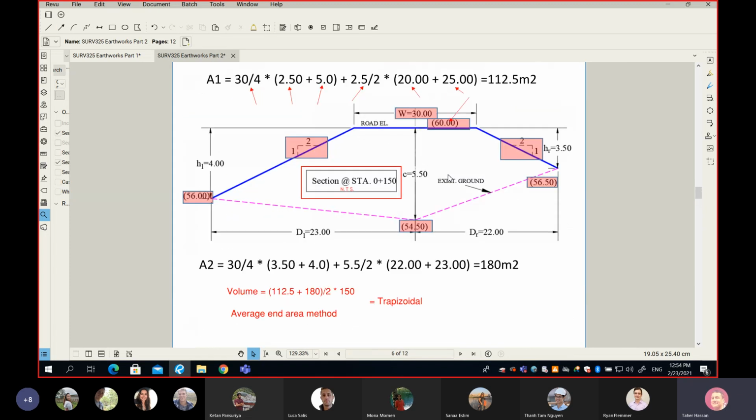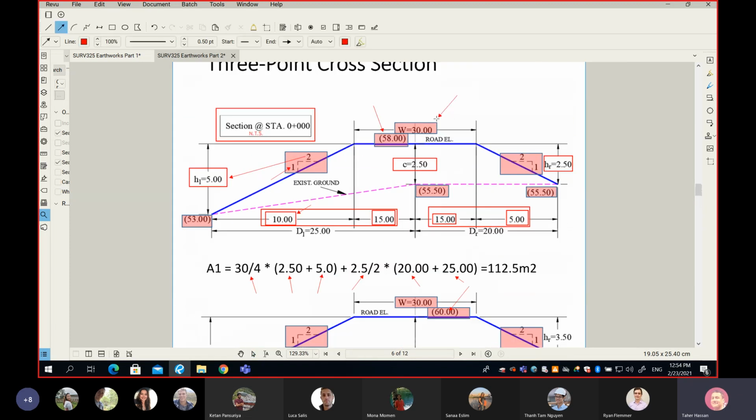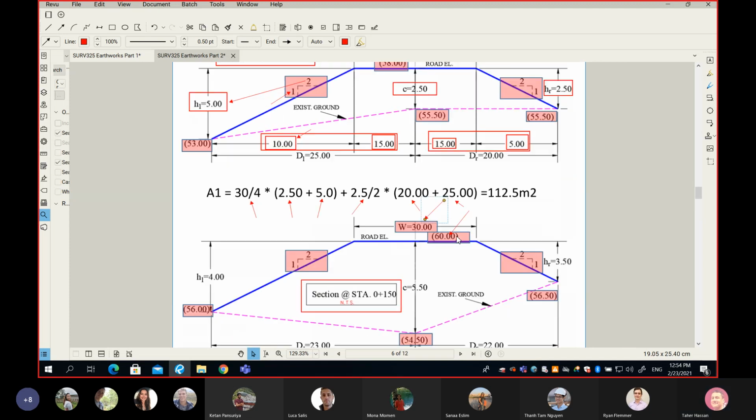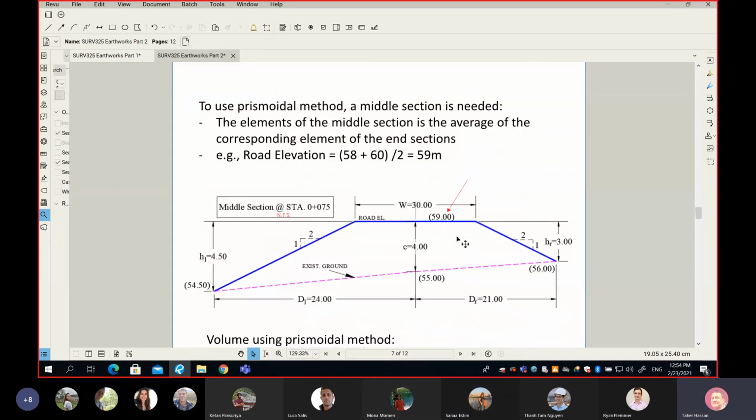How about the road width? You can see the road width here is 30 meter, and the road width here is 30 meter. I'm asking you, what is the road width in the middle? Any help? 30. You can see here is my 30, no change.